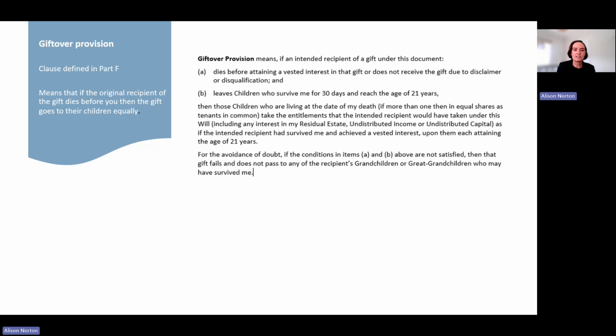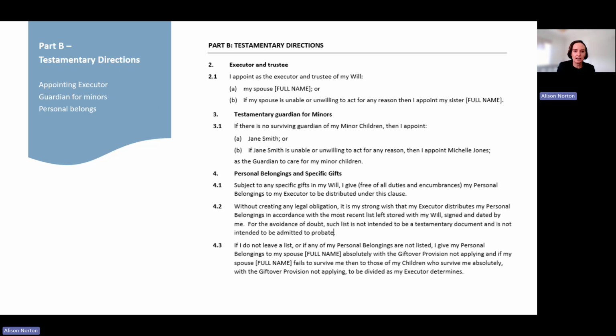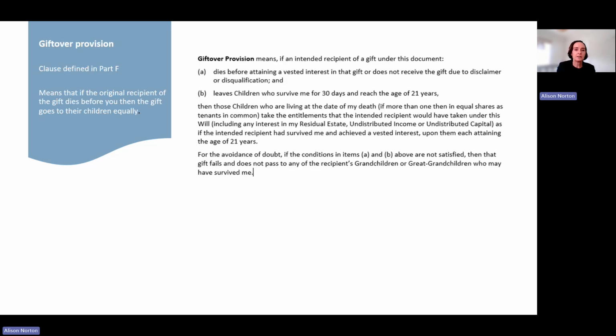Okay, the next part, I'll just explain briefly the gift over provision, because if you have a look at the previous slide where we talk about your personal belongings going to your spouse with the gift over provision not applying. So I just want to explain what gift over provision means. So again, this is a term that is defined at the back of the will in part F. And essentially it says that if you've left a gift to a person, but they have died before you, leaving their own children, then those children will inherit that gift once they turn 21 years of age. If there's more than one, they share it.